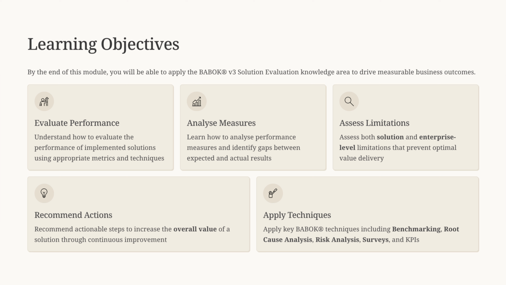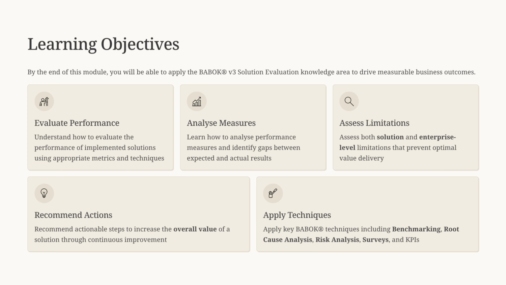Second, you'll learn how to analyze measures, to interpret data, identify patterns, and pinpoint what's driving performance, both good and bad. Third, we'll talk about how to assess limitations, both within the solution itself and at the enterprise level. Because sometimes, the problem isn't the system, it's the people, the process, or the culture surrounding it. Next, you'll be able to recommend actions, practical, evidence-based improvements that enhance solution value.